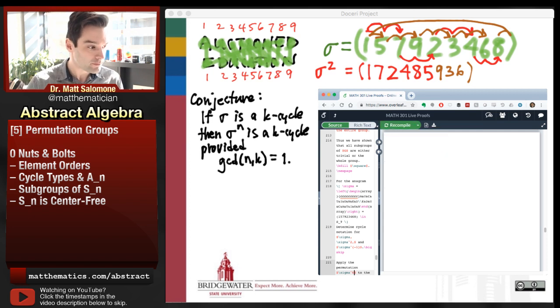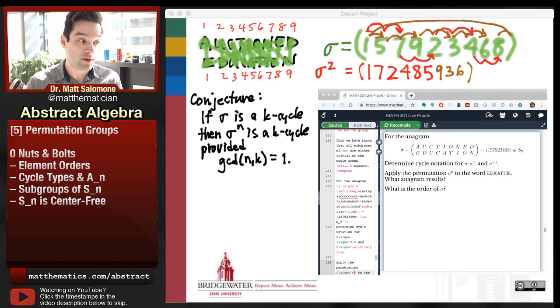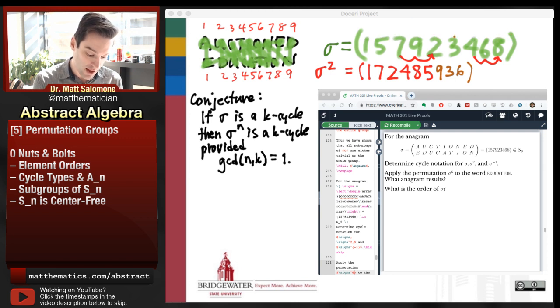Okay. So we figured out what sigma squared was. Let's figure out what sigma inverse would be. So sigma inverse is the permutation whose job is to do the opposite of what sigma does. So whatever sigma does, sigma inverse needs to undo. So how do we undo the permutation whose cycle notation is as shown here? 1, 5, 7, 9, 2, 3, 4, 6, 8. What is sigma inverse?